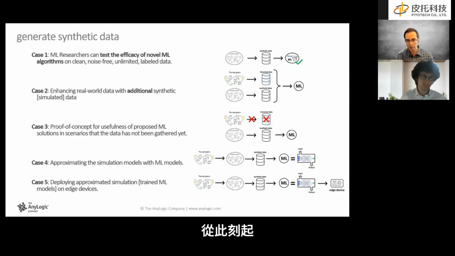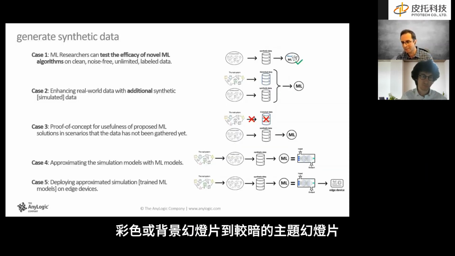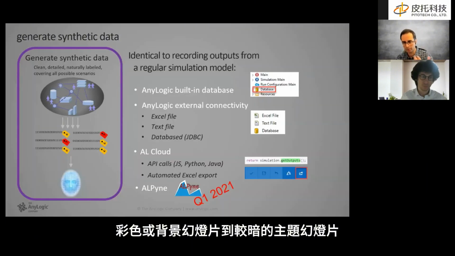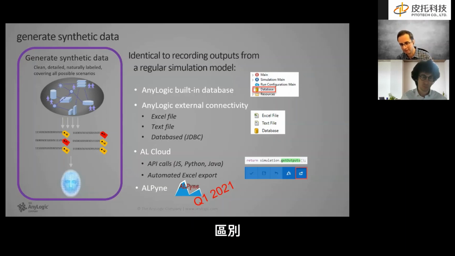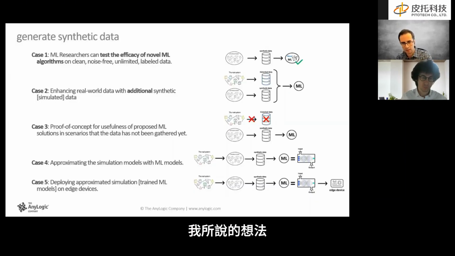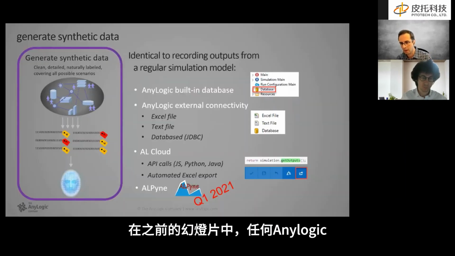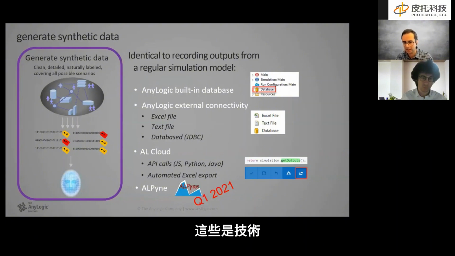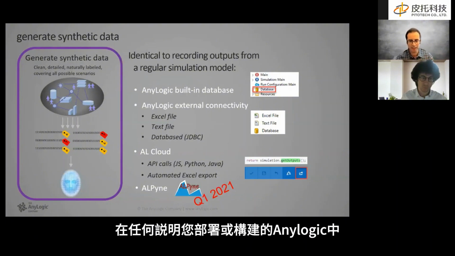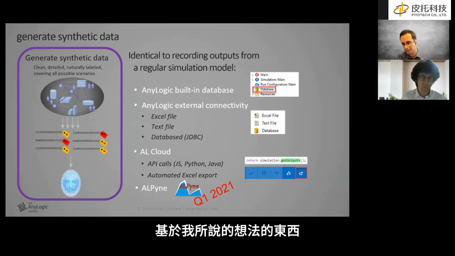Okay, from this point on, you will see that I switch from light colored background slides to a darker themed one. The reason I did that is to give you a clear distinction between a concept and implementation. When I show you a dark theme slide, it means this is the implementation inside AnyLogic of the ideas that I talked about in the previous slides. These are the technologies inside AnyLogic that help you deploy or build things based on the ideas I talked about in the previous slide.